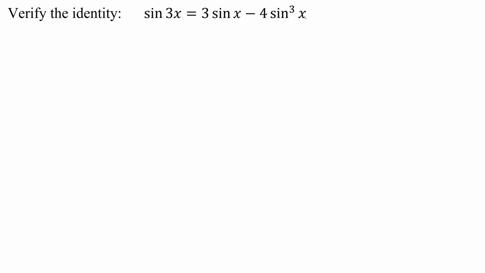In working with identities, we often say start on the more complicated side, which in this case looks like the right-hand side. But if you investigate the left-hand side a little more, it has the sine of 3x. We have a formula for the sine of 2x, but we don't have one for the sine of 3x. So I think it will be best to start with the left-hand side. So I'm going to start with the sine of 3x, and I'm going to try and expand that.